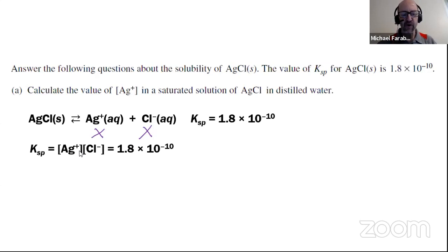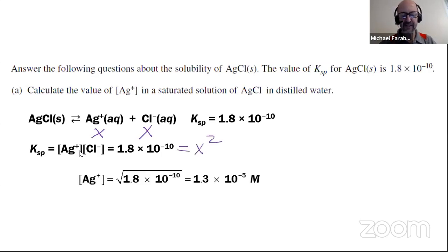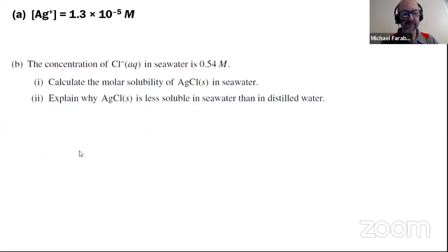So if we're solving for the concentration of silver or the concentration of chloride, which could be the exact same number, we're just going to take the square root of the KSP value. And that works out to be 1.3 times 10 to the minus 5 moles per liter. Okay, so that is the answer to part A. Let's move on to part B.